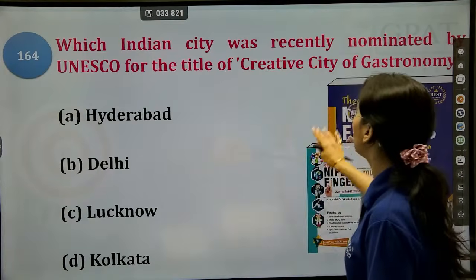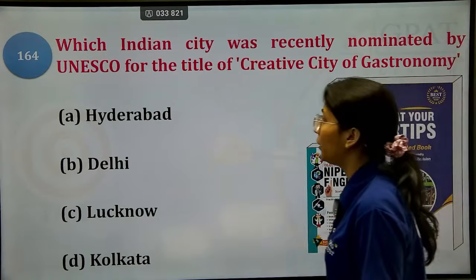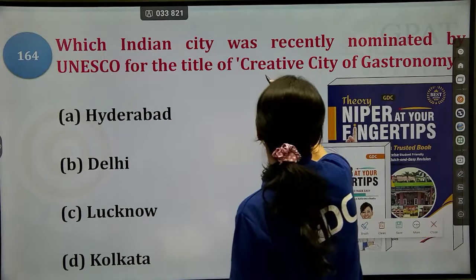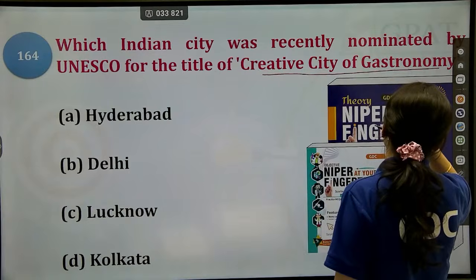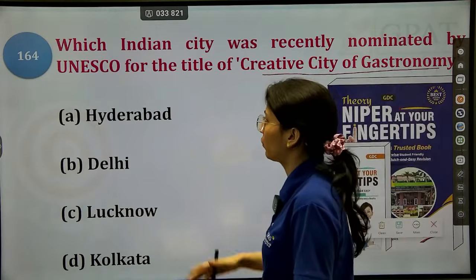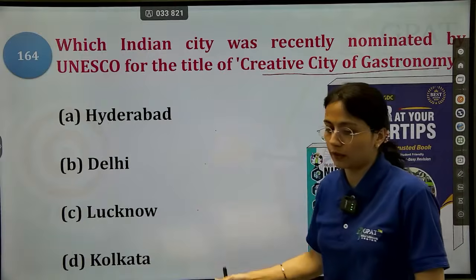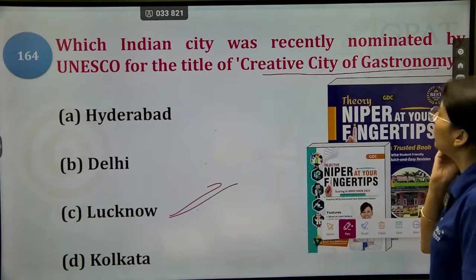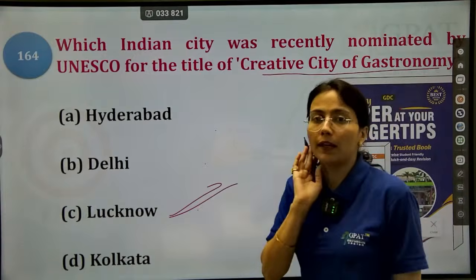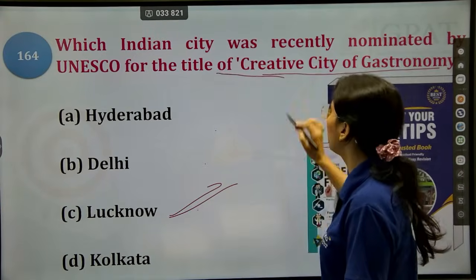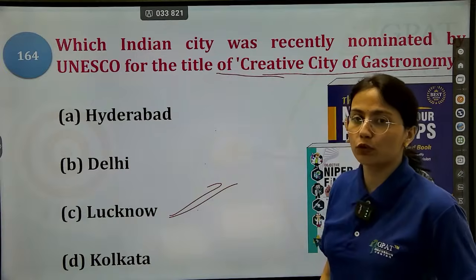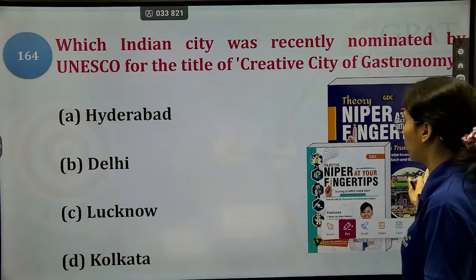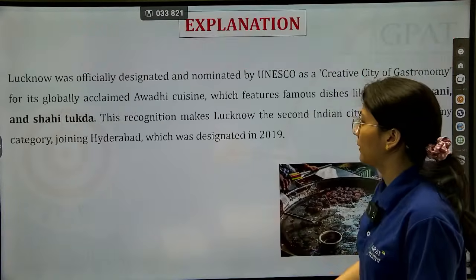Now, which Indian city was recently nominated by UNESCO for the title Creative City of Gastronomy? Hyderabad, Delhi, Lucknow, Kolkata. That is Lucknow. Option number C is correct. So Lucknow was recently nominated by UNESCO for the title of Creative City of Gastronomy.